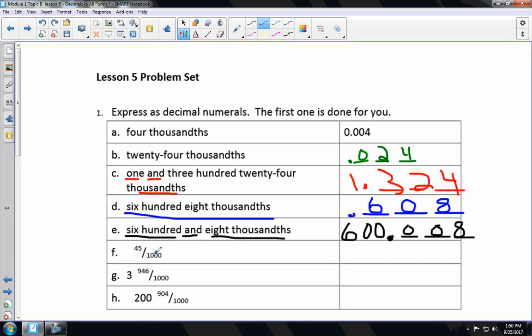This is a little new for some people, so this just says 45 thousandths. So I can set it up the same way, tenths, hundredths, thousandths. There's 45, and I have to fill in a 0.